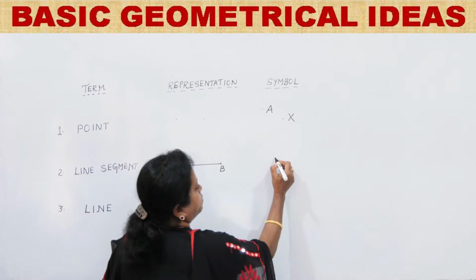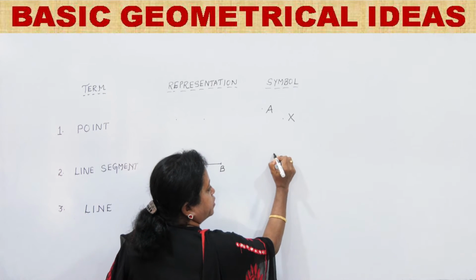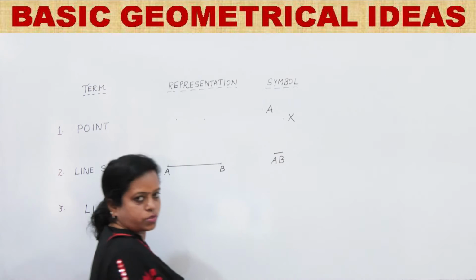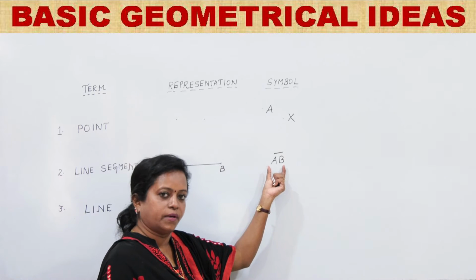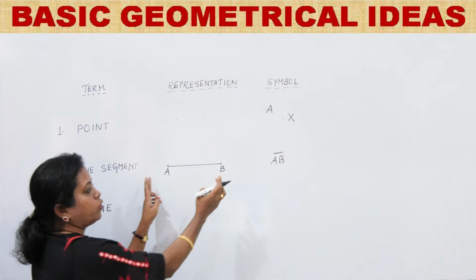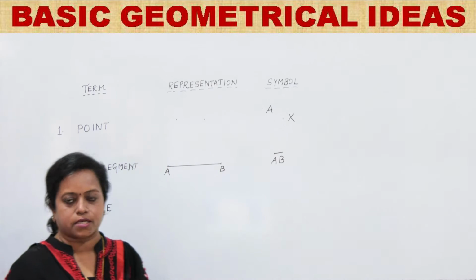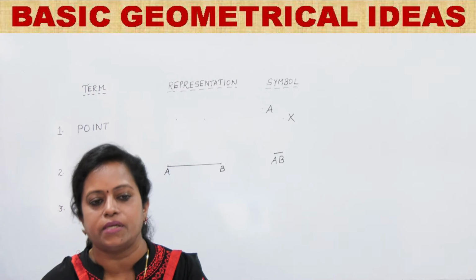I will use the symbol for point by naming it as AB, and I will make a mark on the top without any arrows. Clear? So this is the symbol for line segment. And remember, when we say line segment, we are talking about the shortest distance between these 2 fixed points. Clear? So let us see what we understood about line segment.